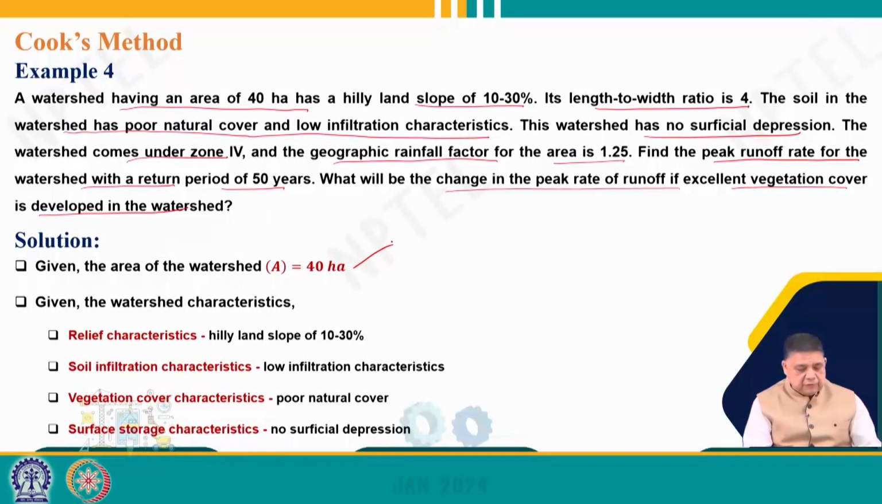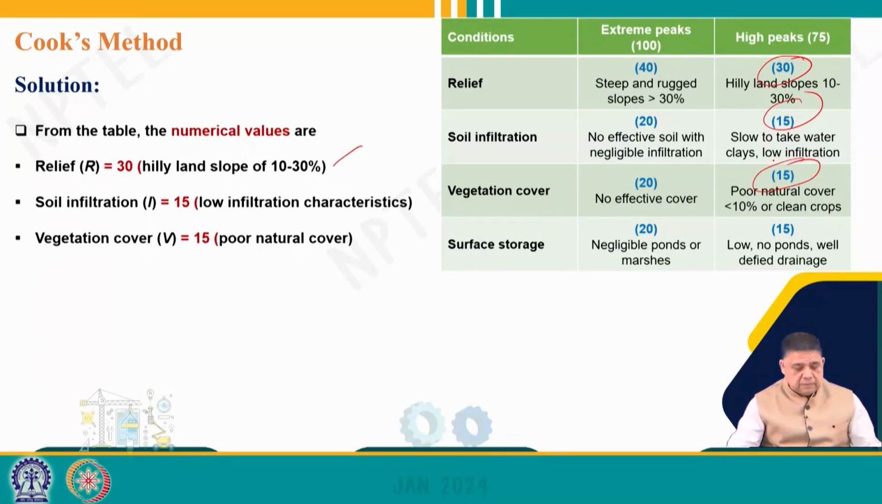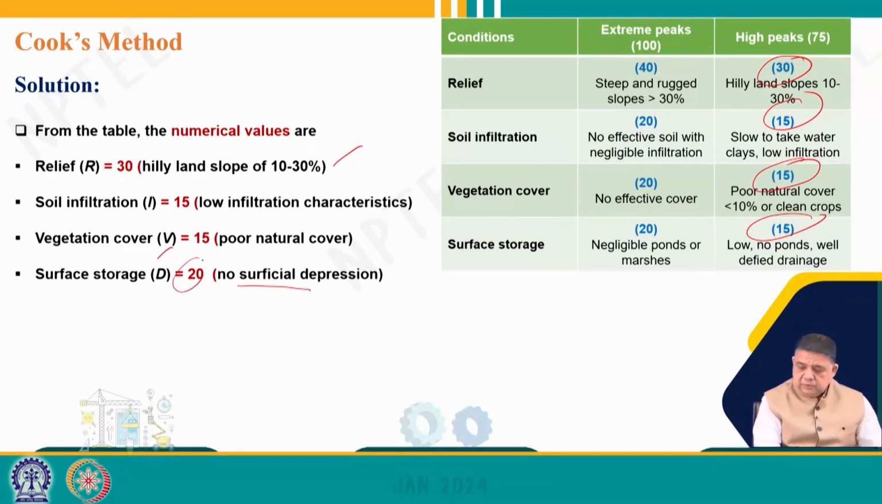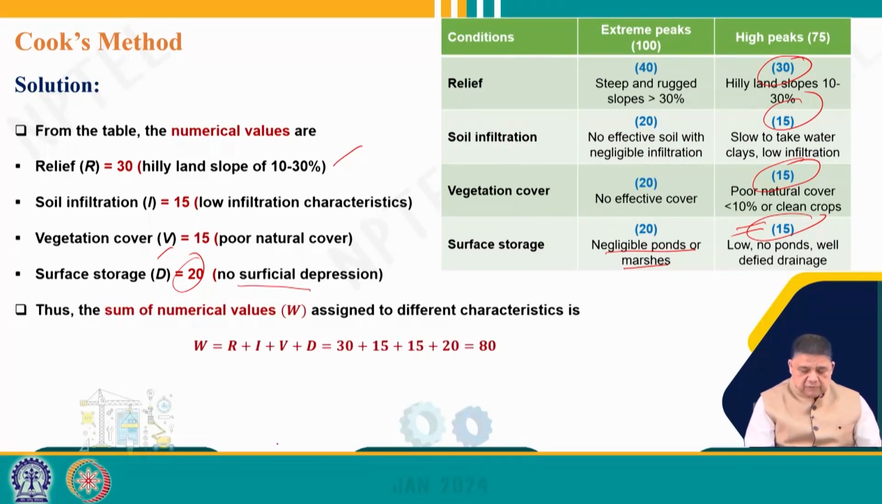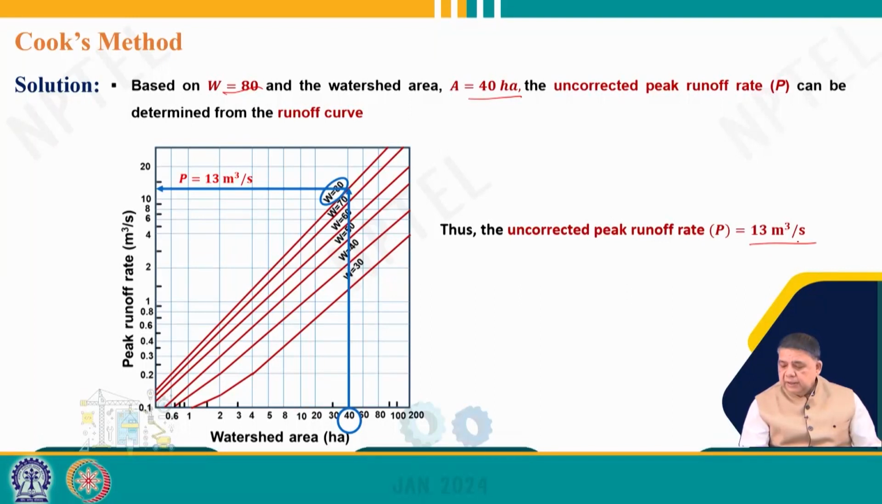So, we have been given the area of the watershed is 40 hectares, relief characteristics: hilly land slope 10 to 30%, soil infiltration characteristics: low infiltration, vegetation cover: poor, surface storage: no superficial depression. Knowing this, we can get the values from the table. 10 to 30% slope gives R equals 30. Similarly, low infiltration characteristics 15, and poor natural cover, we get V equals 15. For surface storage, no superficial depression, we get D equals 20. Negligible ponds or marshes, so that means 20. The sum of the numerical values gives W equals 80 from the table. Now, knowing W equals 80 and watershed area 40, we can get the uncorrected peak runoff rate, which comes out to be 13 cubic meter per second.